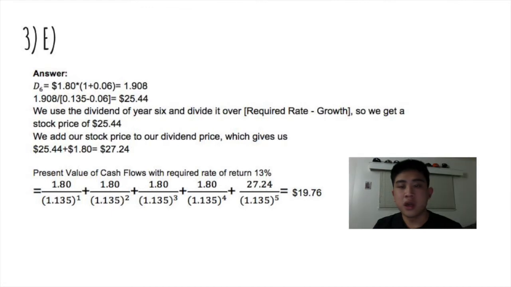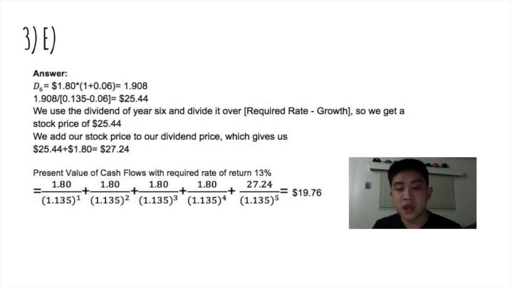Question 3E. If the required rate of return is 13.5%, would TICO's stock value be higher or lower than your answer in Part A? To begin this question, we calculate the dividend in year 6 by taking $1.80 and multiplying it by 1 plus 6%, which is 1.06. Our dividend for year 6 is 1.908. We take this value and divide it by the required return minus growth, which is 0.135 minus 0.06, and we get a stock price of $25.44.